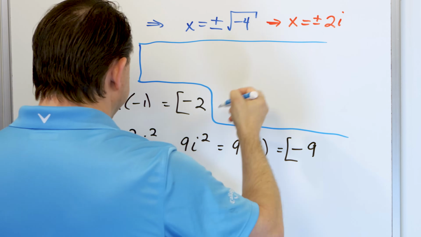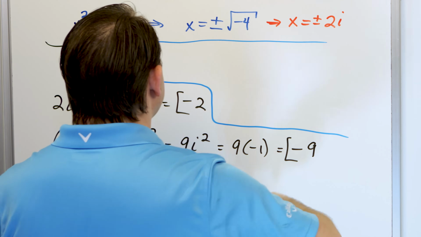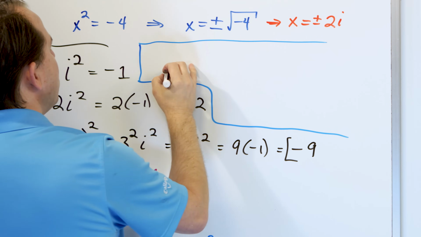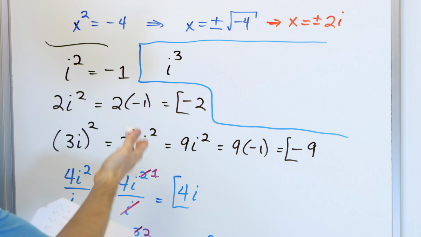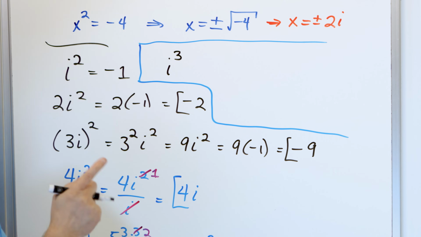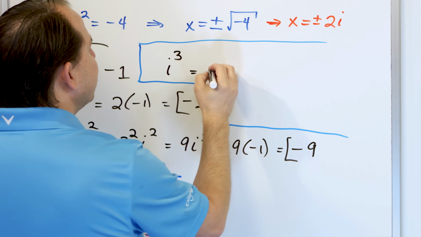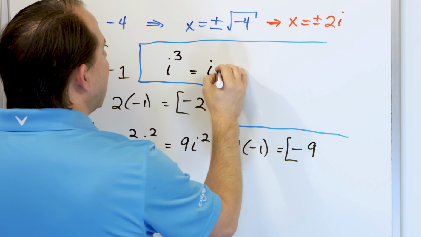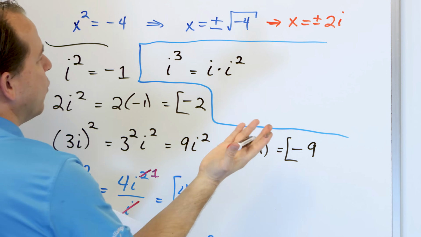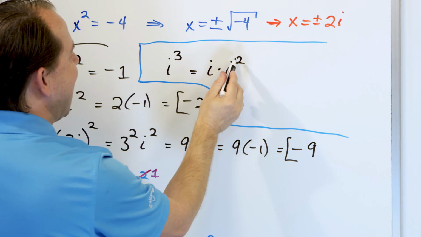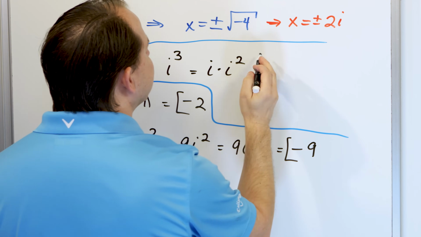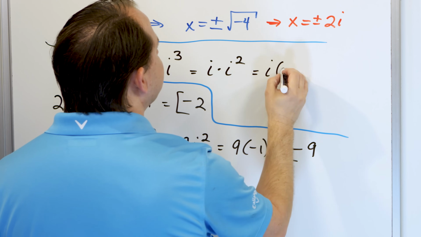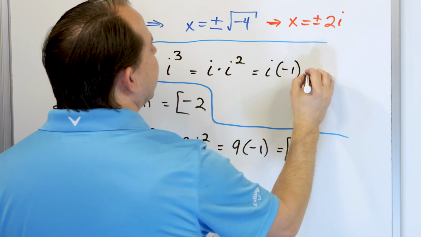The last one I'm going to do for you is a really interesting one. What if you have i cubed? Some students will look at that and say, I have no idea. You didn't tell me what i cubed was equal to. Until you remember that i cubed can be written as i times i squared. Why? Because you can treat it as a variable. I can add these exponents, so of course it's equal to this, and I know that this i squared is -1. So really it's i times -1, which means it's going to be -i.